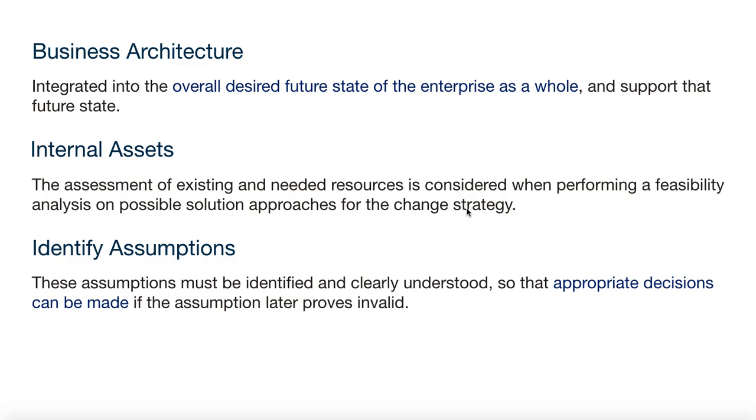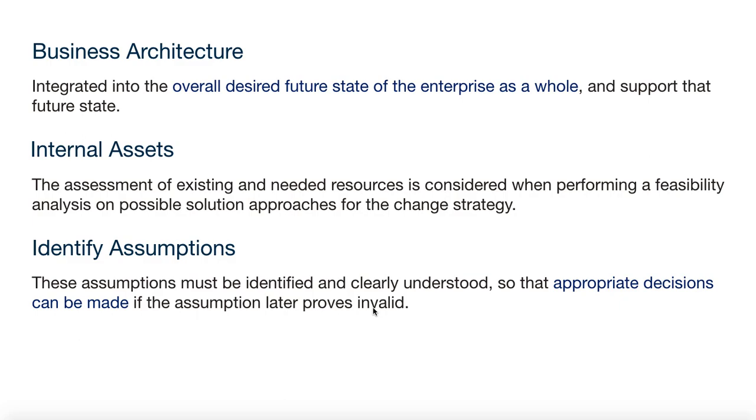Okay, next one is identifying assumptions. These assumptions must be identified and clearly understood so that appropriate decisions can be made if assumptions later prove invalid. So this is very interesting. When you define a future state, some things might be very unclear. If you're very definite and very clear, well and good. Sometimes there might be certain areas which are not very clear, and in those areas, there would be certain assumptions that are being made.